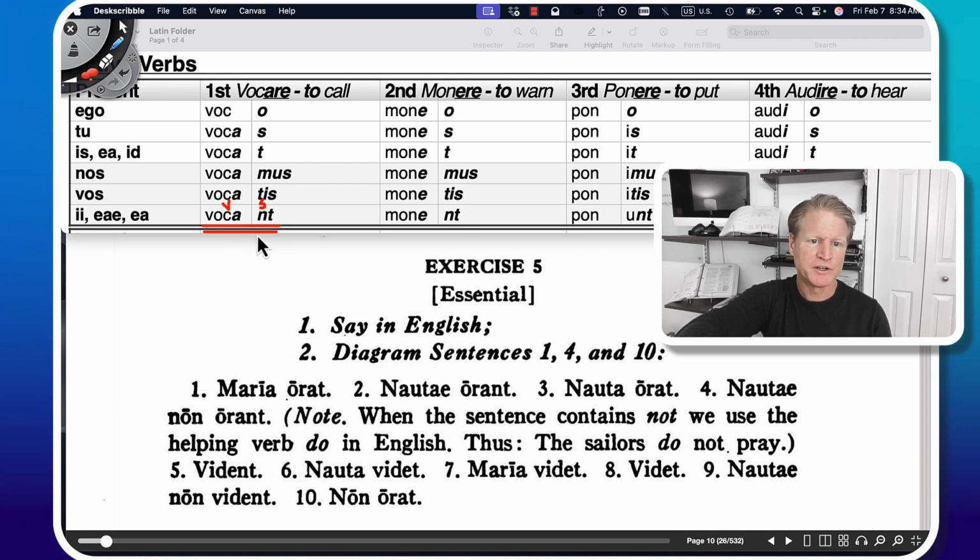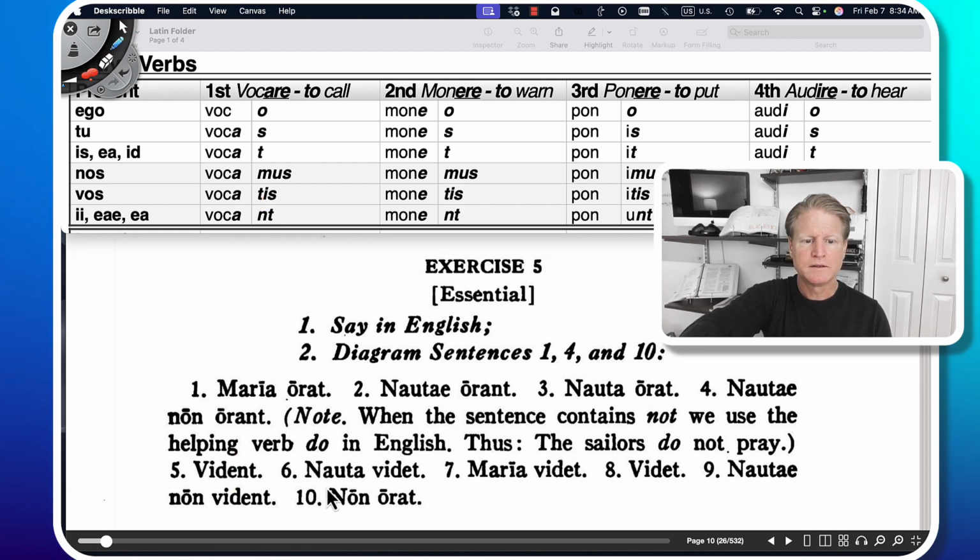I would still leave it double underlined because the whole thing is the verb, but you could say that the nt is the subject. So if we go down here to vident, we could double underline it because it's a verb, put a V over vide. And then this part over here, you could mark as the subject if you wanted to. So vident means they see.